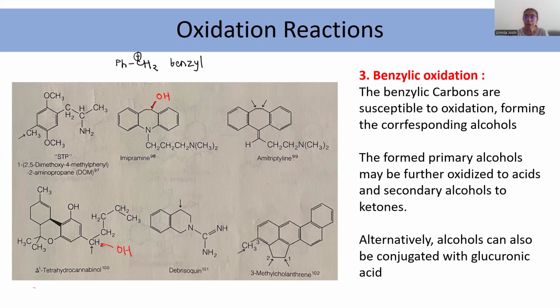The resultant compounds are alcohols, and these alcohols have 2 different pathways to follow. One pathway is that alcohols can directly be conjugated with glucuronic acid and excreted. The second pathway is that the primary alcohols which are formed may be further oxidized to acids and secondary alcohols to ketones. Oxidation of primary alcohols to acids converts them to more water-soluble compounds, and therefore that is a preferred pathway.